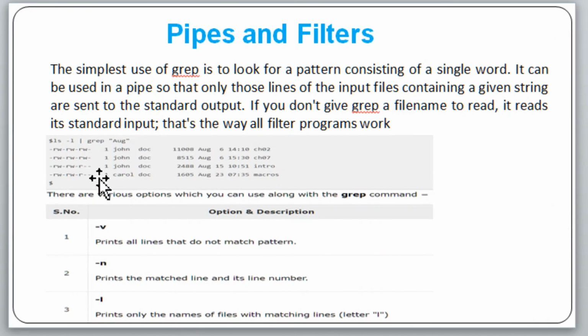Okay. There are a couple different options you can use with grep, such as -v, which prints all lines that do not match the pattern, -n, which prints the matched line and its line number, as well as -l, which prints only the names of files with the matching lines.